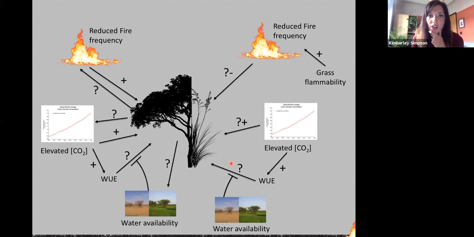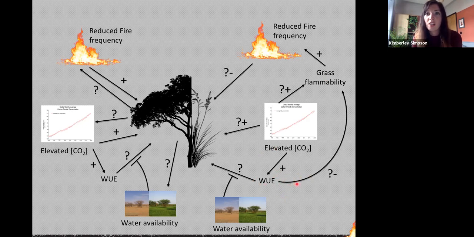We can't talk about grasses without thinking about their flammability and the effects that has on fire regimes as well. What's particularly interesting, and this is some work that Sarah is working on at the moment at Rhodes, is the impact of elevated CO2 on grass flammability. So potential increases in grass biomass, and increases in biomass moisture content as well through increased water use efficiency.